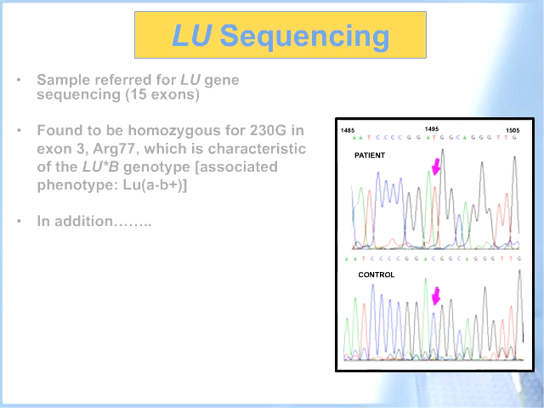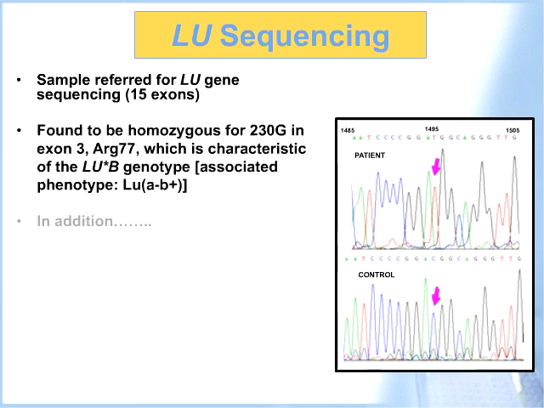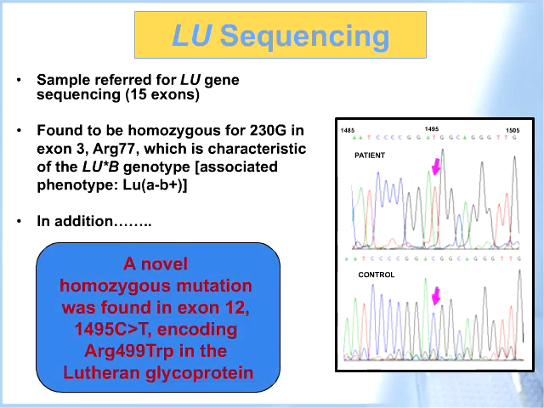So we went on to sequence the patient's DNA for the Lutheran gene. All 15 exons were sequenced. And we found that the patient had the Lutheran B genotype, but in addition, they had a novel homozygous mutation found in exon 12. And this was projected to give rise to the lack of a novel high-frequency Lutheran antigen.